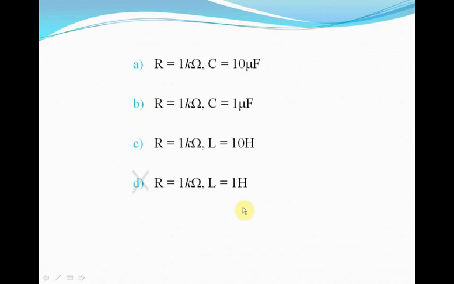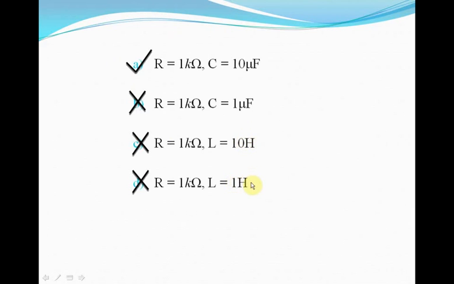Clearly option D is wrong because it's not an RL circuit but an RC circuit. C is also wrong. Option B is also wrong because the product of R and C in this case comes out to be 10 raised to minus 3 per second. In the case of A, however, the answer comes out to be perfect. That is 1 by 100 per second, and therefore option A is the correct answer because the product of RC is 1 by 100 in this case.